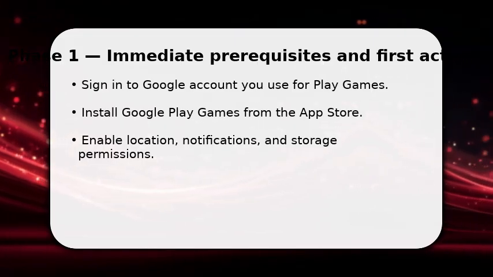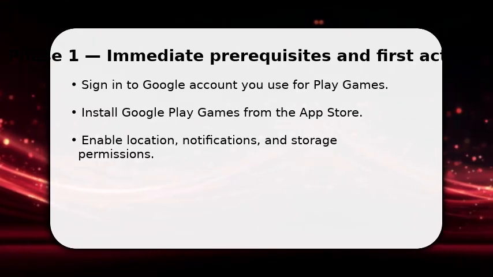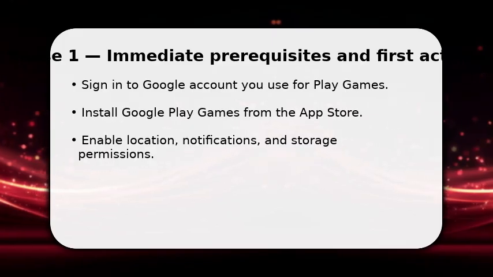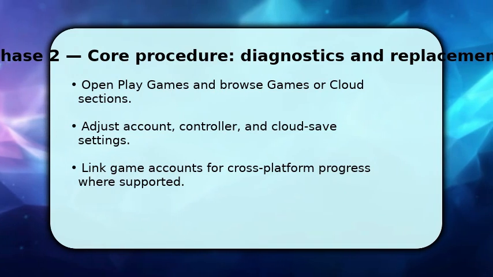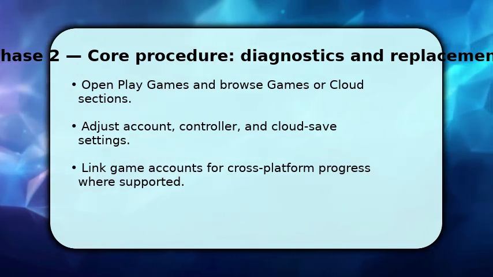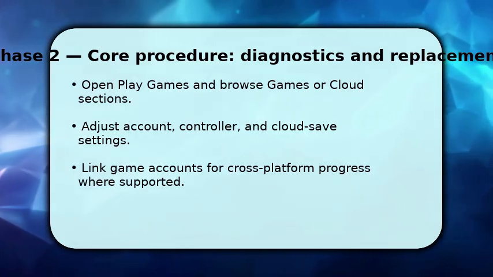Make sure to grant permissions: location for regional features, notifications for events, and storage for downloads, because without them, some features won't load properly. Next, you navigate the app to find playable titles and cloud-synced games. Tap Games to browse, or Cloud to see streamable options. This differentiates installed versus streamed play.